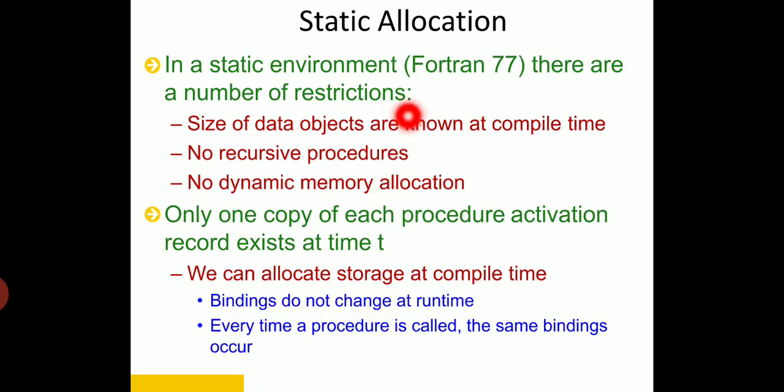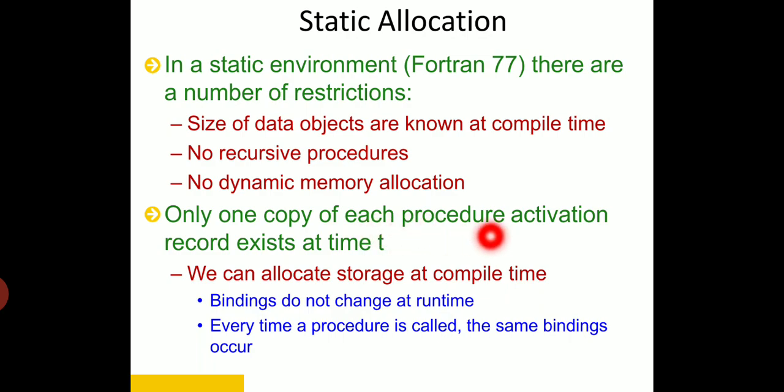So coming to the detail of static allocation. In a static environment, there are a number of restrictions. Even though we allocate static variables in the data segment, there are some restrictions for the allocation. First, the size of data objects must be known at compile time. It will not support any recursive procedure. There will be no dynamic memory allocation. These are the restrictions for the static allocation strategy.